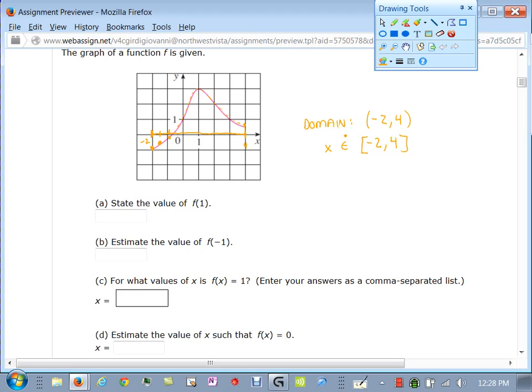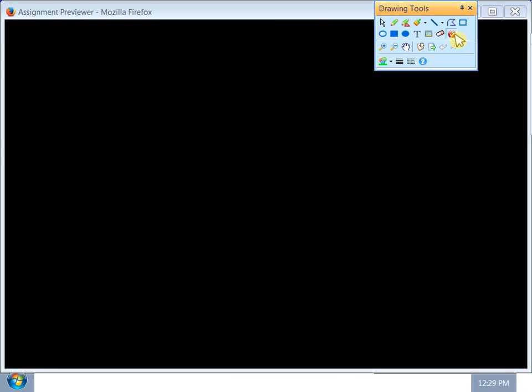Then, for the range, we're looking up and down on the y-axis. So let me switch my color up here. The highest point I get is up here, and the lowest point is down here, and it looks like everything in between there. So that looks like -1 all the way up to 1, 2, 3. So my y values are an element of the interval -1 to 3. And that's it. Okay, let me clear that out.